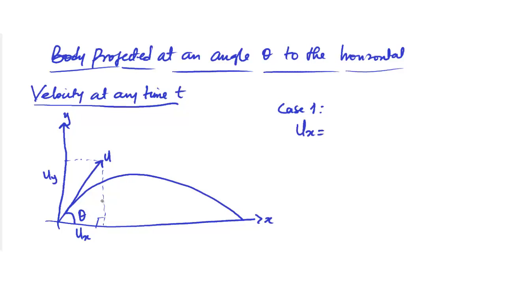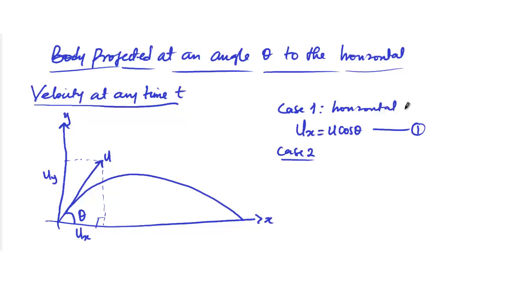So this is opposite, this is adjacent, this is hypotenuse. Adjacent over hypotenuse will be cos. So u subscript x basically is u cos theta. Let's call this equation 1. That is the horizontal component.